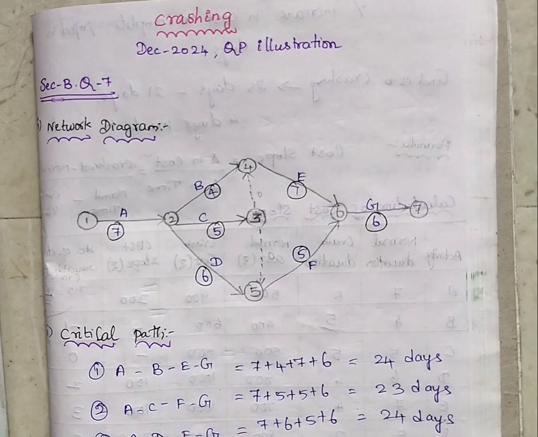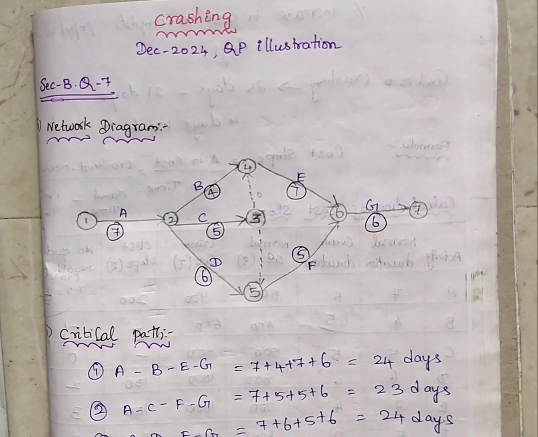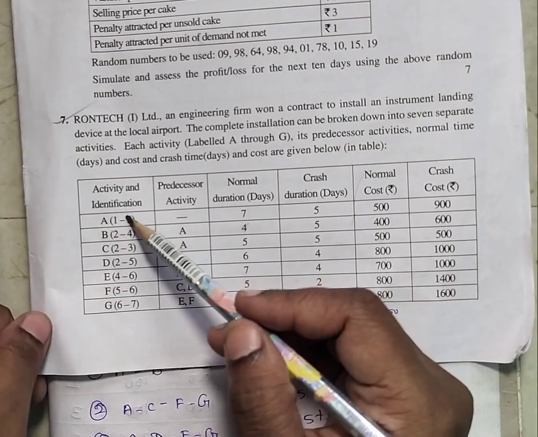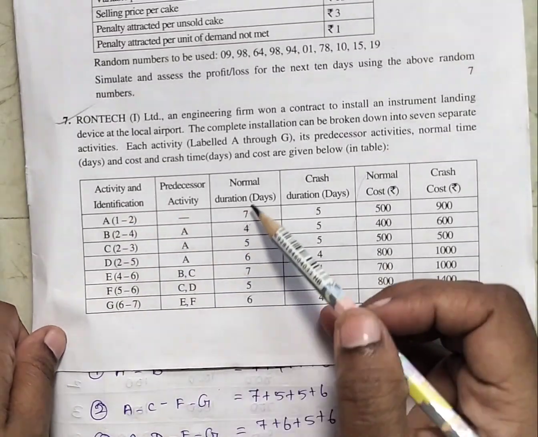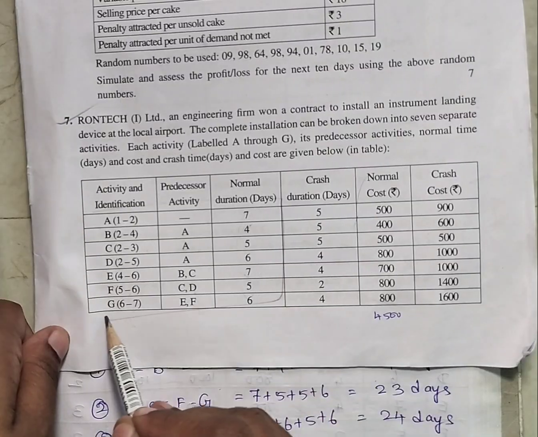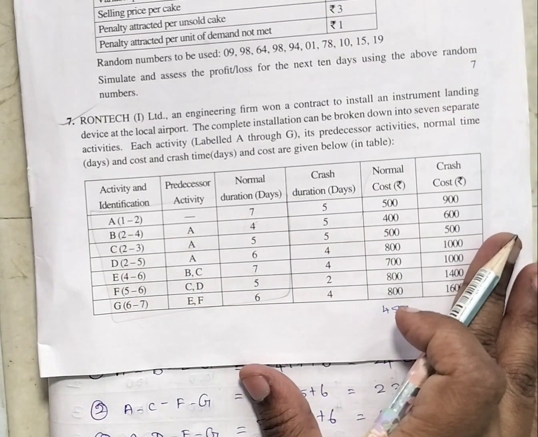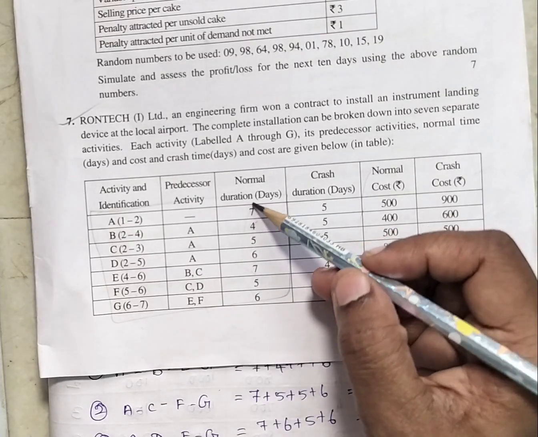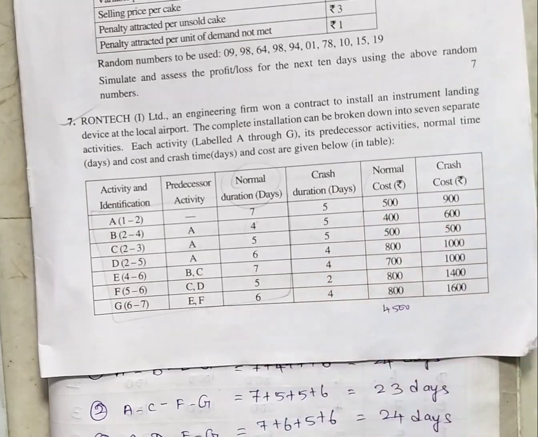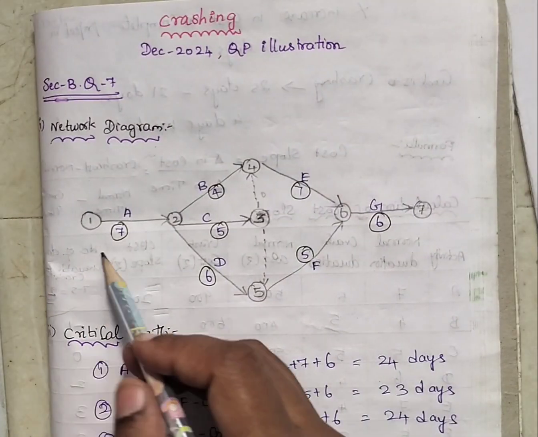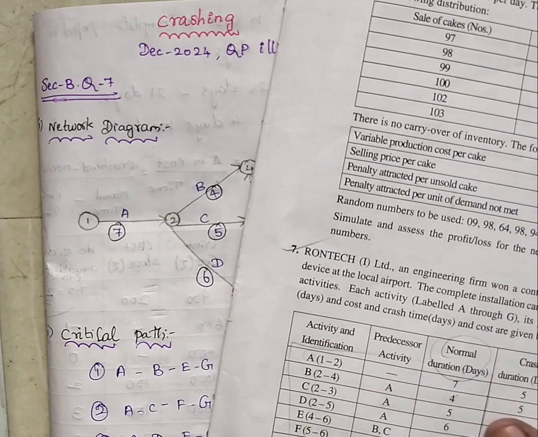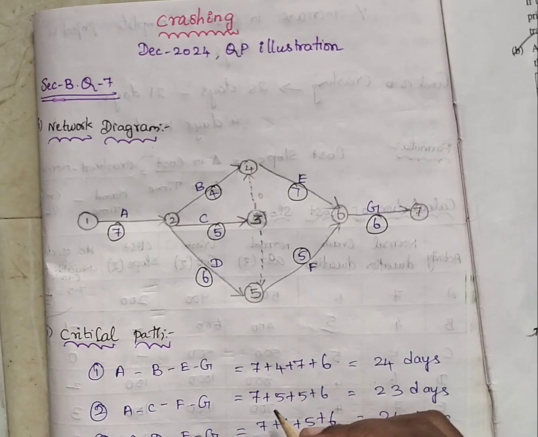The first step is the network diagram. They have given the data in this table: the activity, the preceding activity and its duration. From these three data we are going to draw the network diagram. So always, for crashing, we are going to take the normal duration only. We know how to draw the network diagram; I already explained it in the previous network analysis videos.